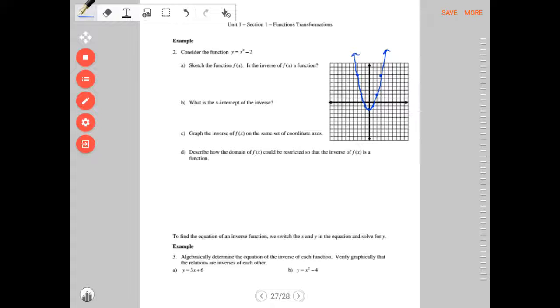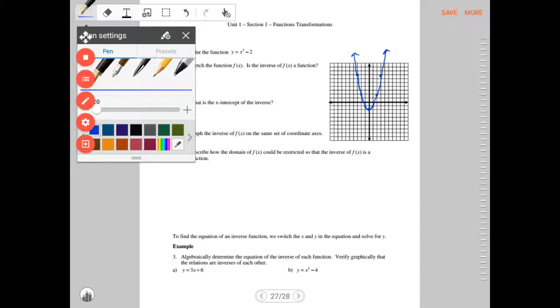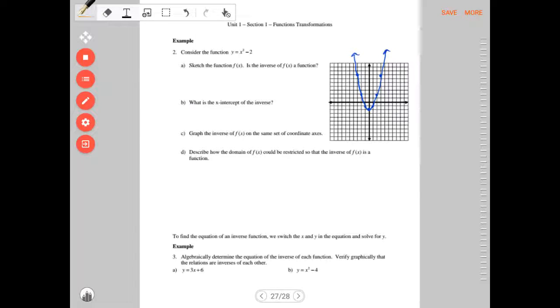Okay, now, so we sketched the function. Is the inverse of f of x a function? We could draw the inverse if I really wanted, but that's the whole point of showing you that shortcut. Look, if we draw a horizontal line, it touches more than one point. So is the inverse a function? No. The original failed the horizontal line test. That means the inverse will not be a function.